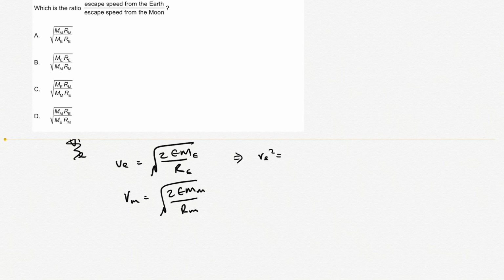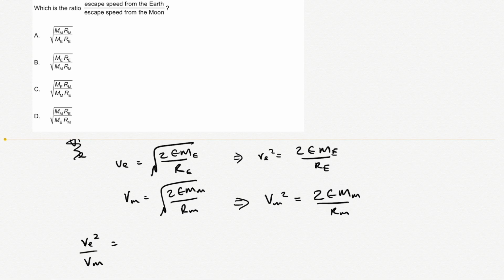So VE squared equals 2GME over RE. And VM squared is equal to 2GMM over RM. And now it's easier for us to establish a ratio. So we'll do VE squared over VM squared. It's 2GME over RE. And then on the bottom we have 2GMM over RM, but that actually goes up to the top. So that is RM there.